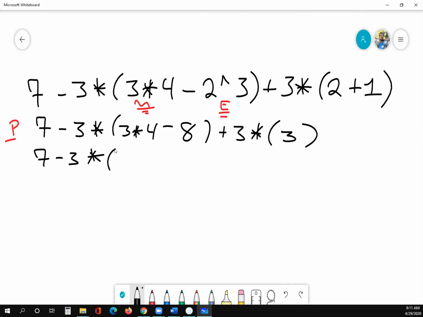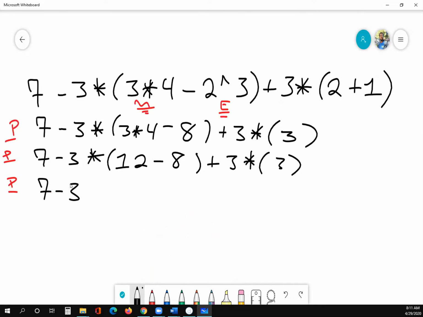Then we looked at the exponent. So let me just put another P. So our first point, we're going to go 12 minus 8 plus 3 times 3. We're going to keep leaving that in the parentheses. Once again, we're doing parentheses. That's all we're doing right now. If you just remember PEMDAS, you'll be fine. Just keep doing the parentheses and working from there.